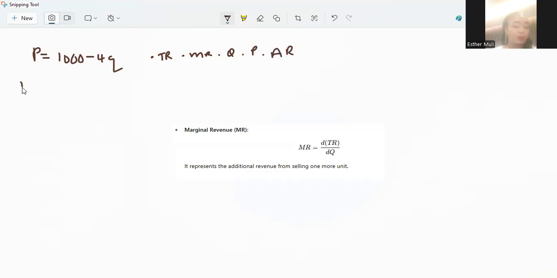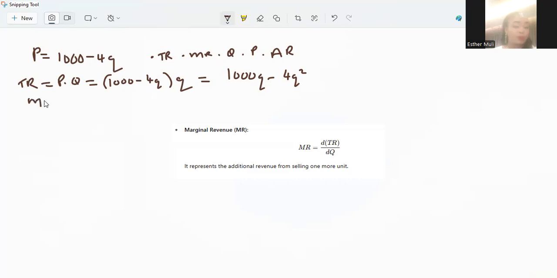So total revenue is equal to what? Price times quantity. Quantity is never given, you impute it. So we're going to have 1000 minus 4Q, and outside, in brackets, put the Q. So our ultimate figure there will be 1000Q minus 4Q squared. This is our total revenue.